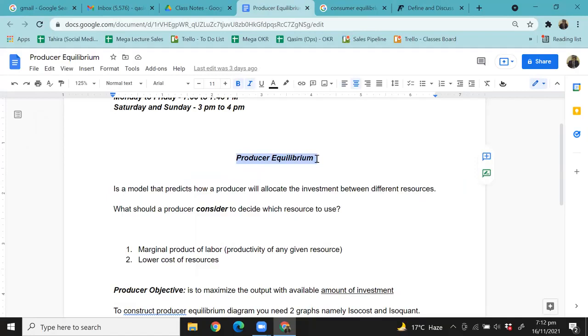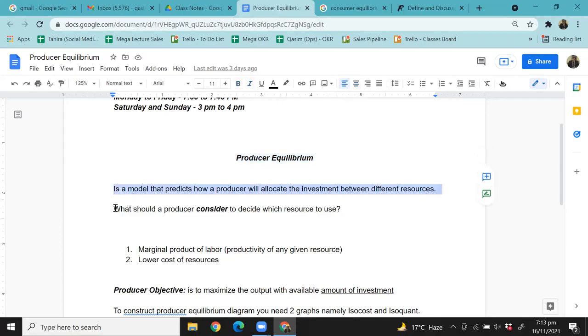Now, what is producer equilibrium? Producer equilibrium is a model very similar to consumer equilibrium. Here we'll look at how producers decide which resources to use. Now think about this. Oftentimes, resources are substitutable with each other, which means that either you can produce something using more capital or you can produce something using more labor. So in that case, how will a producer decide which resources to use? That is what producer equilibrium will help us to determine. Let's read this and then move forward.